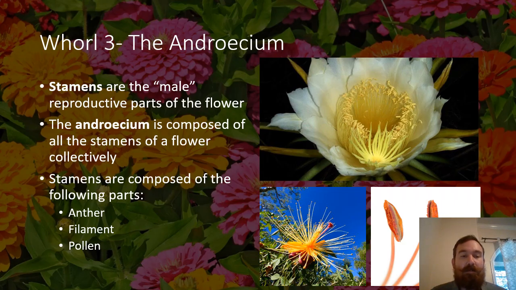If you've ever heard of androgens, testosterone, for example, is an androgen. Those are hormones. They're masculine hormones. Andro is a Greek root which means man. So the androecium, these are the man parts of the flower, essentially.